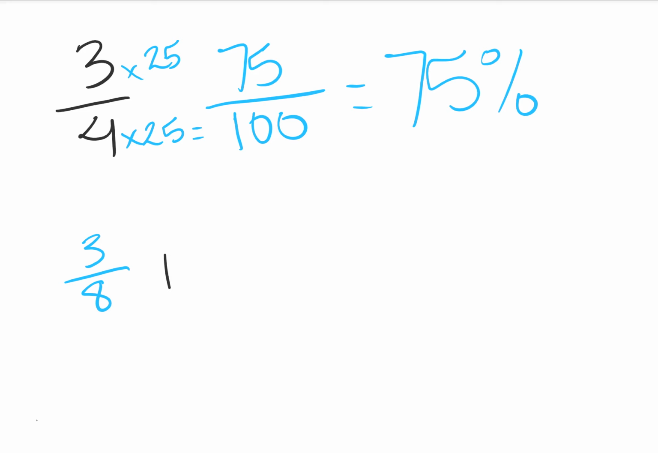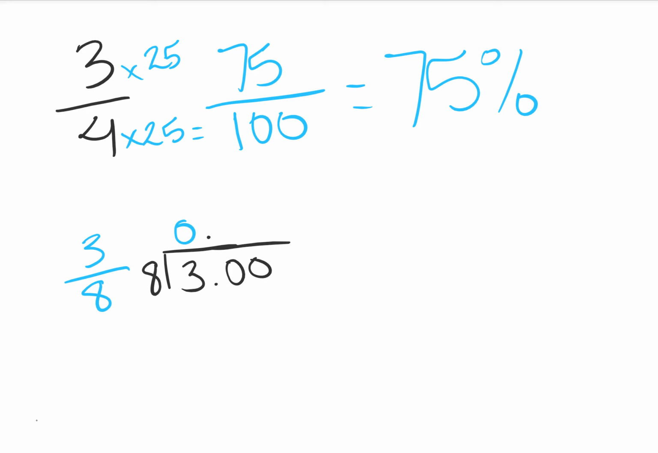I taught my kids TIBO, which stands for top in, bottom out. So the top number is 3, and that goes inside the house. Then the bottom number, the denominator, is 8, and that goes outside. We add our decimal and 2 zeros. So now we divide.